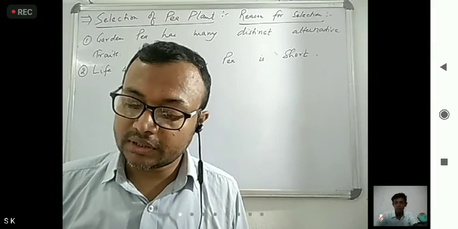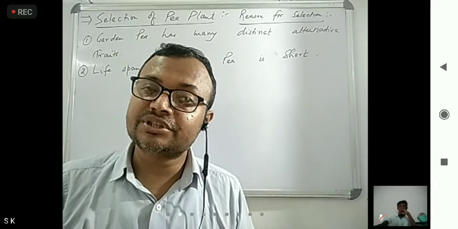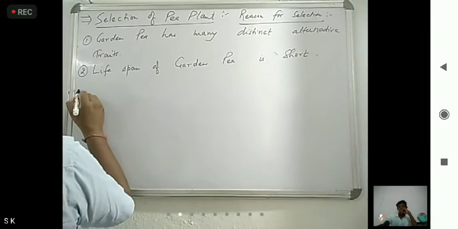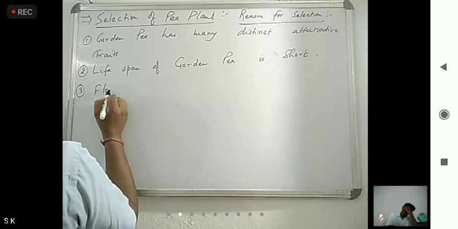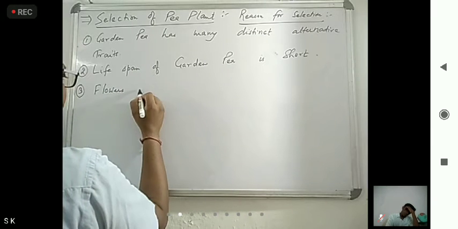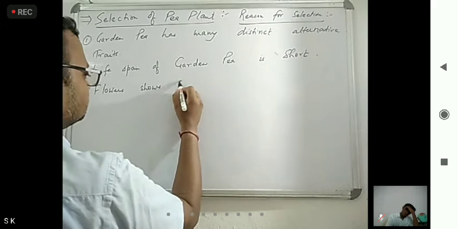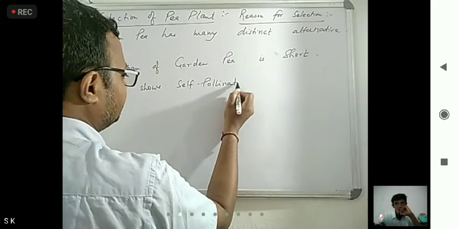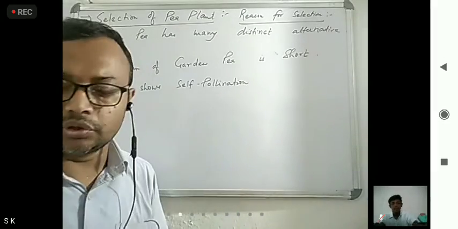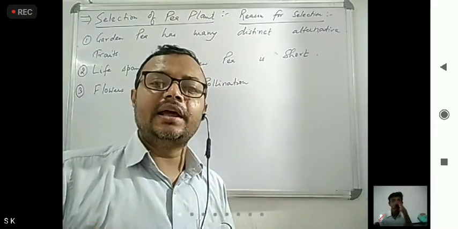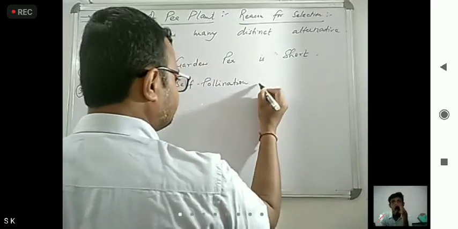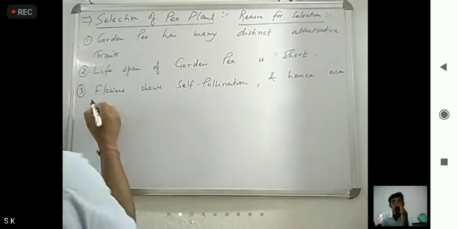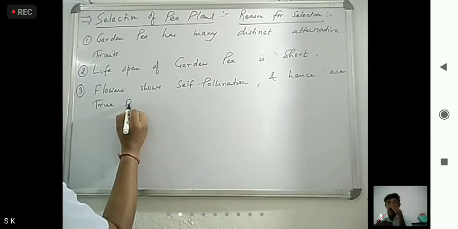Third, flowers have the capacity of self pollination. The flower shows self pollination because it is bisexual, and hence the plants are true breeding.